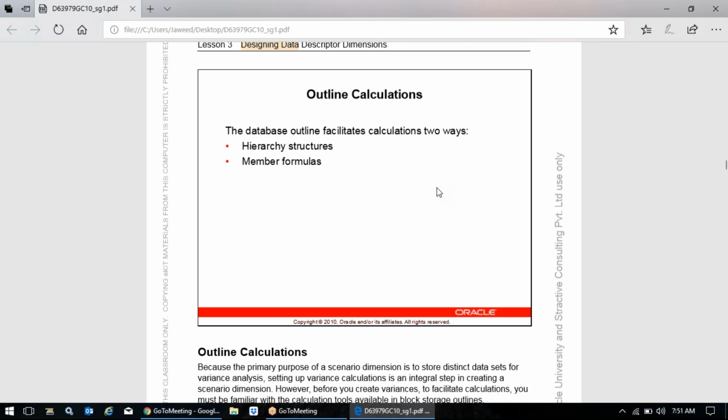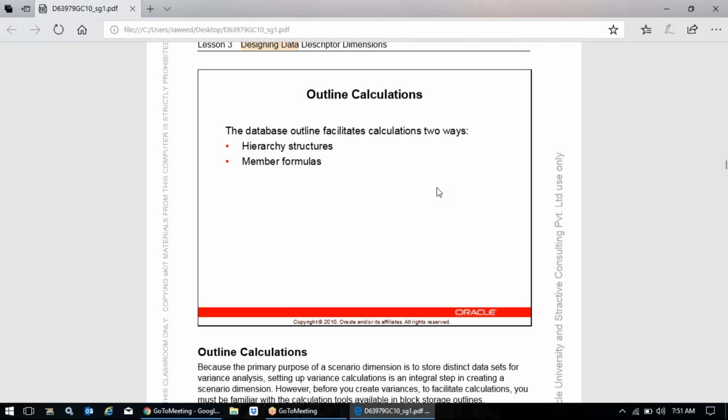Okay, so this is a nice topic. Outline calculations. With the name, you can understand that these are the calculations which happen, or which you design, at the outline level. That's how you code the calculations.